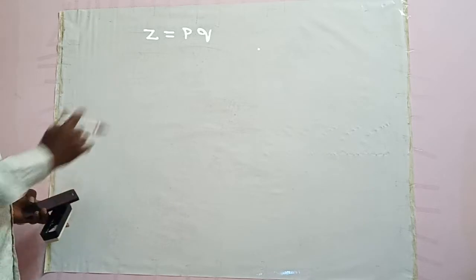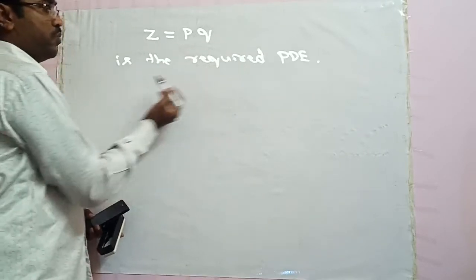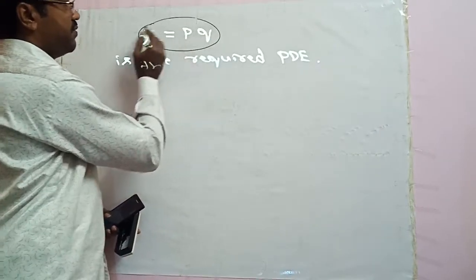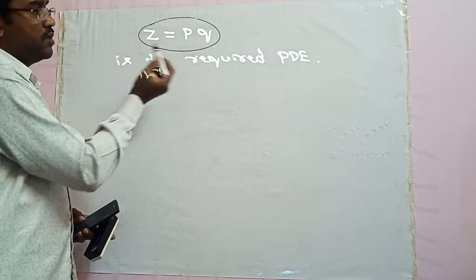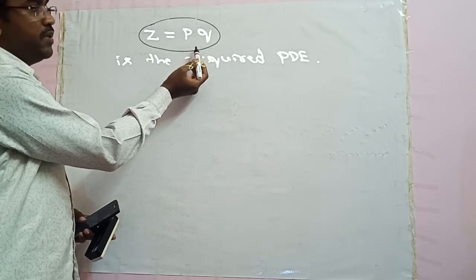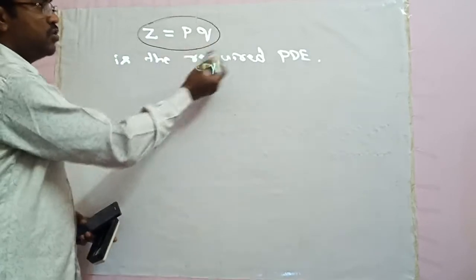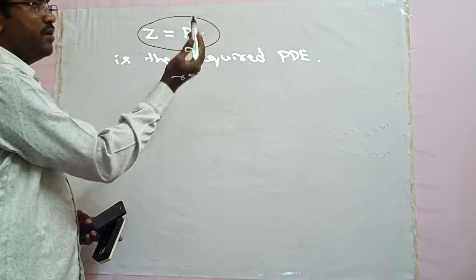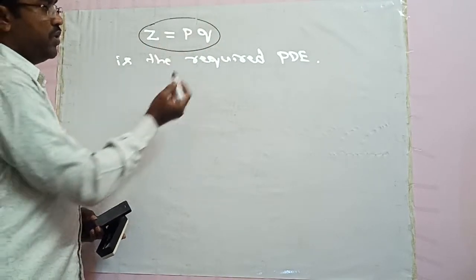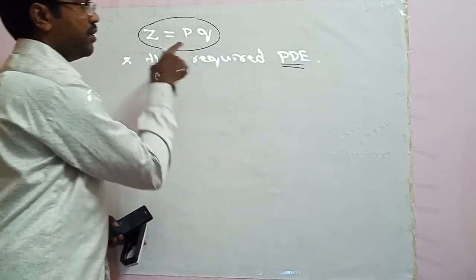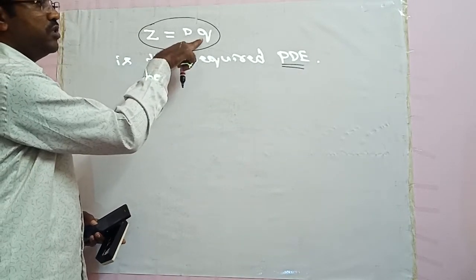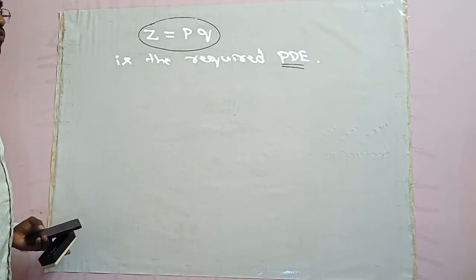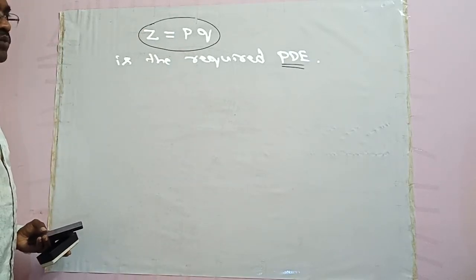So this is our PDE, the required partial differential equation obtained by eliminating arbitrary constants. See, there is no constant here. There is no a, there is no b. We have completely eliminated them during the process. Why are we calling it a PDE? Because we have ∂z/∂x and ∂z/∂y. So this is how we eliminated arbitrary constants to form a PDE.